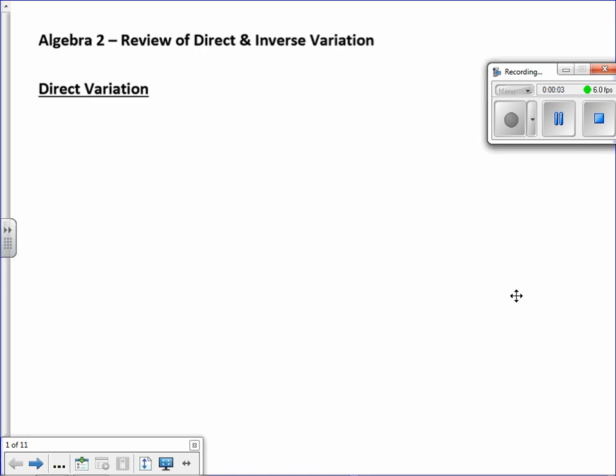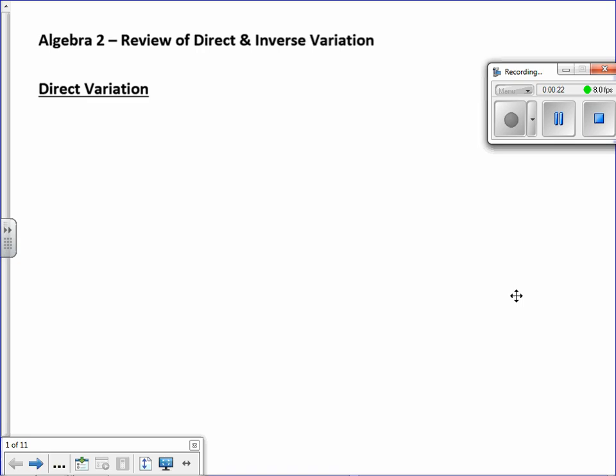All right, this is Mrs. Short. I'm going to review direct and inverse variation with you, basically the things you learned in Algebra 1 pertaining to this. In class, we will go over this a little bit, and in Algebra 2, we have to add a little bit more to it. So now I'm making sure that you know everything you should know from Algebra 1.